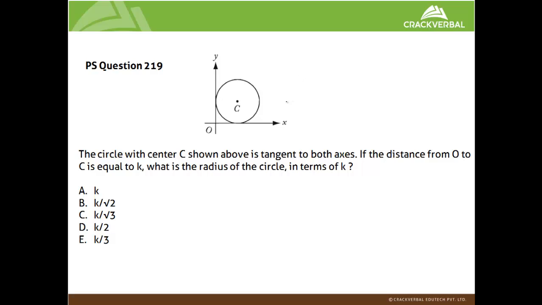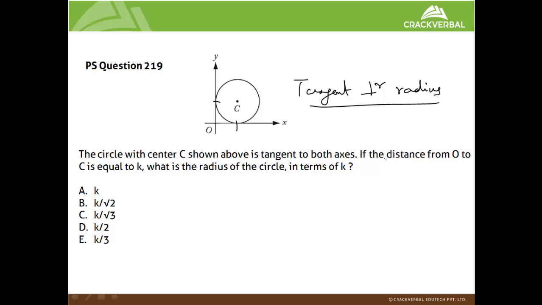So what is a tangent? A tangent is nothing but a line which touches the circle at only one point. The x axis here touches at this point and the y axis touches the circle at this point, right? Remember that a tangent is always perpendicular to the radius of the circle. The tangent and the radius meet each other at 90 degrees.